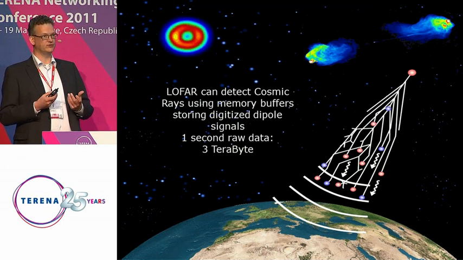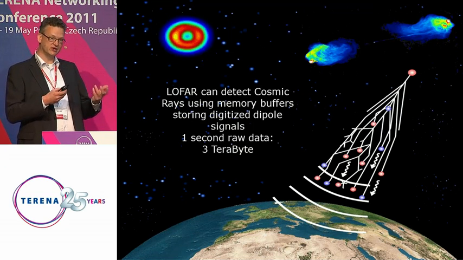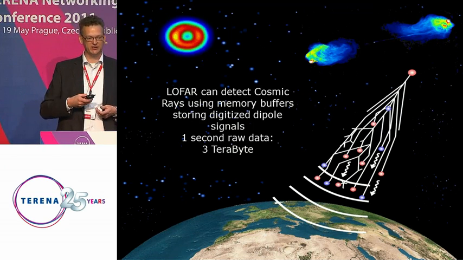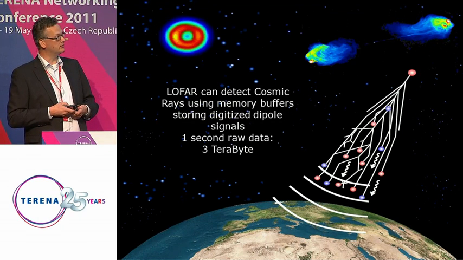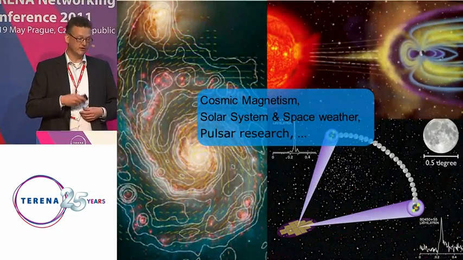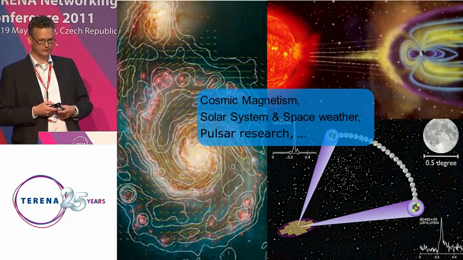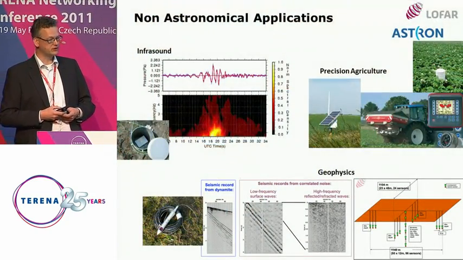And if something interesting is happening, we can freeze the buffers, and we have about a second of time that we can look back in time to reconstruct an event which has caused radio waves to go through the sky. And there's more applications: cosmic magnetism, solar system, space weather, etc. I'll not go into those.